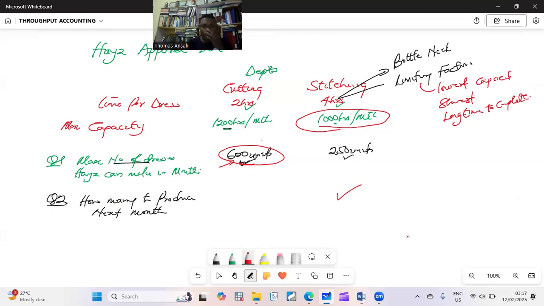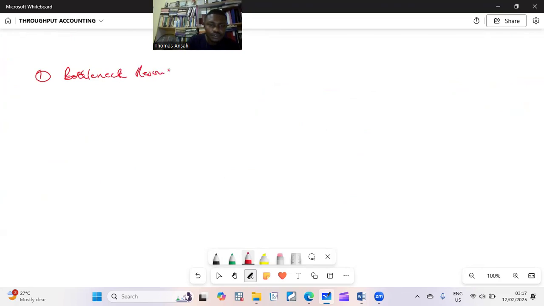So take note of that. That is what you need to understand. The first key thing you need to understand in throughput accounting is what we call the bottleneck. You need to identify the bottleneck, or limiting factor, resource. This is very, very important.